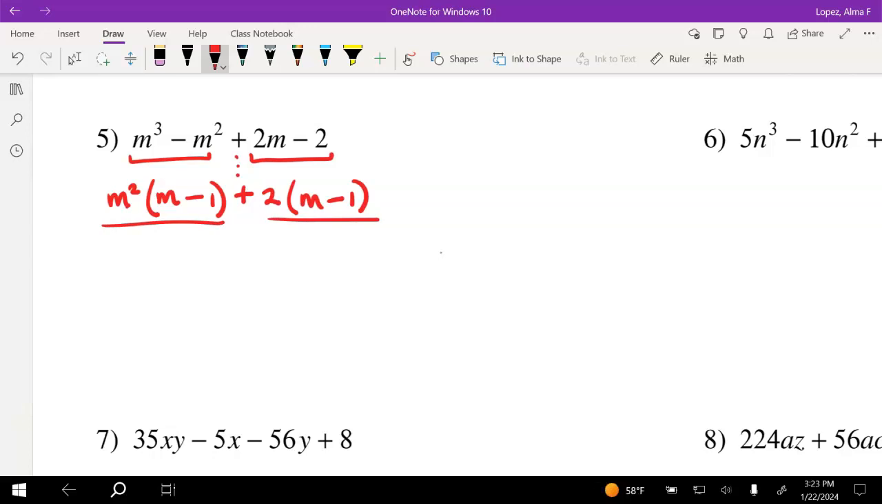Now we're down to two terms. What do these two terms have in common? M minus 1. When you factor the m minus 1 out of the first term, you're going to be left with an m squared. When you factor the m minus 1 out of the second term, you're left with a plus 2. And done. If I were to multiply these back together again, you're going to end up with the same four-term phrase. They may be out of order, but you'll have the same four pieces.